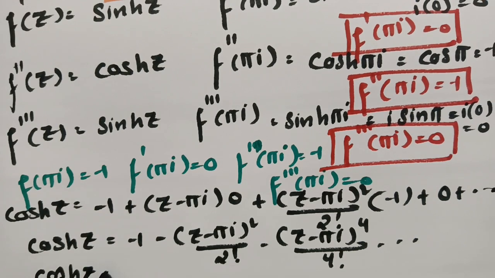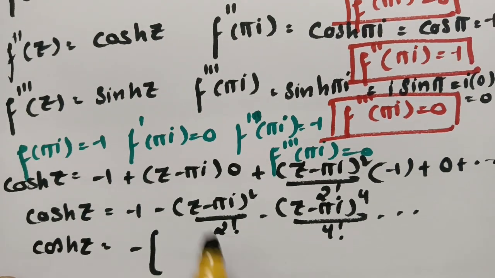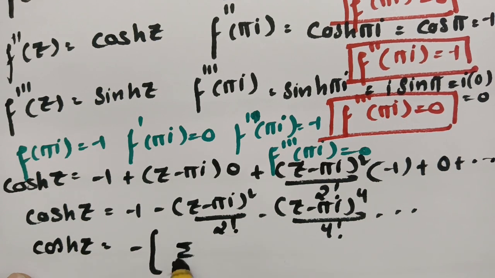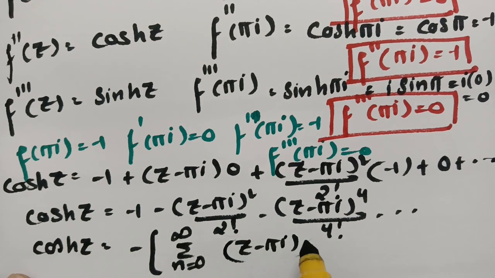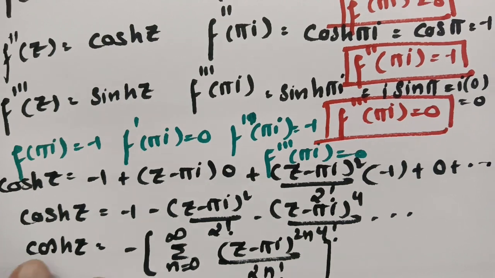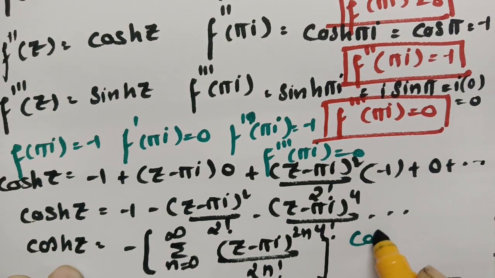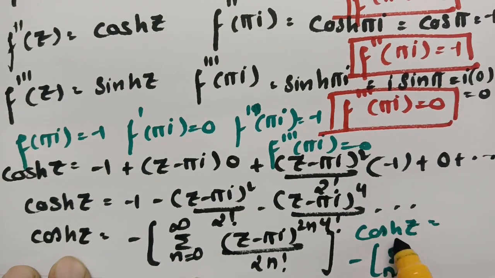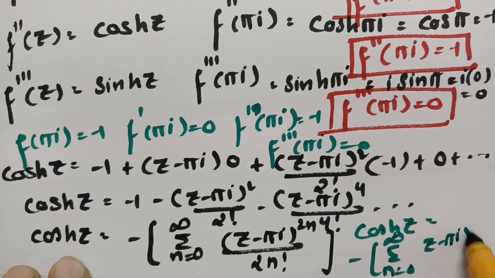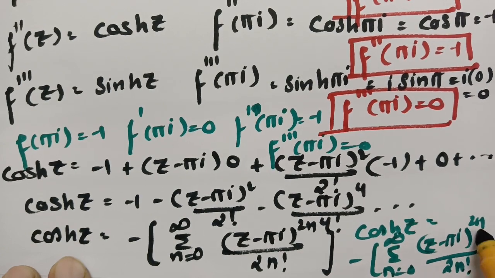So if I take minus common from all these, cos hz can be written as sigma n is equal to 0 to infinity, z minus pi i power 2n by 2n factorial. These are all even powers. Therefore, our expansion is cos hz equals minus sigma n is equal to 0 to infinity z minus pi i power 2n by 2n factorial. So this is how we have to solve. This is also so simple.